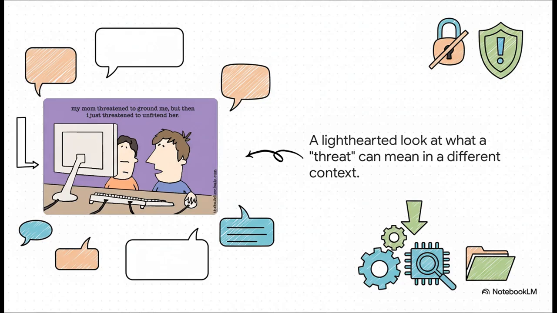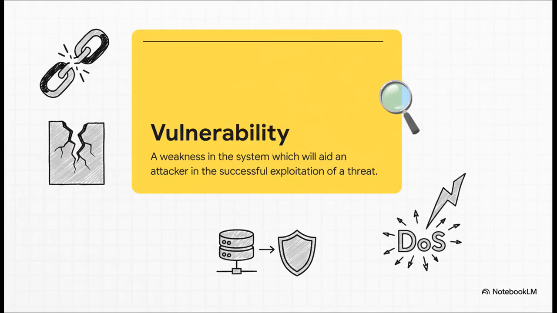Now, the word threat gets thrown around pretty casually in everyday life, kind of like in this cartoon. But in our world, in the world of cybersecurity, words like threat, vulnerability, and risk have very, very precise meanings. So let's define them properly, because I guarantee you'll see these on your exam. First up, let's talk about vulnerability. Now, for your exam, you'll want to know this exact definition.